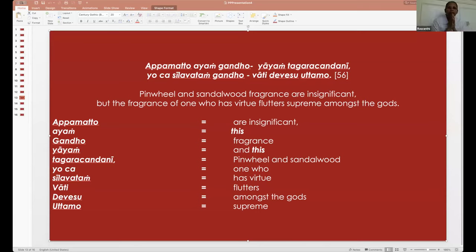Appamatto ayam gandho, yayam tagara chandani, yocha silavatam gandho, vati devesu uttamo. Very good. Chandima. Appamatto ayam gandho, yayam tagara chandani, yocha silavatam gandho, vati devesu uttamo. Good. Anaya. Appamatto ayam gandho, yayam tagara chandani, yocha silavatam gandho, vati devesu uttamo. Very good. Maheli.